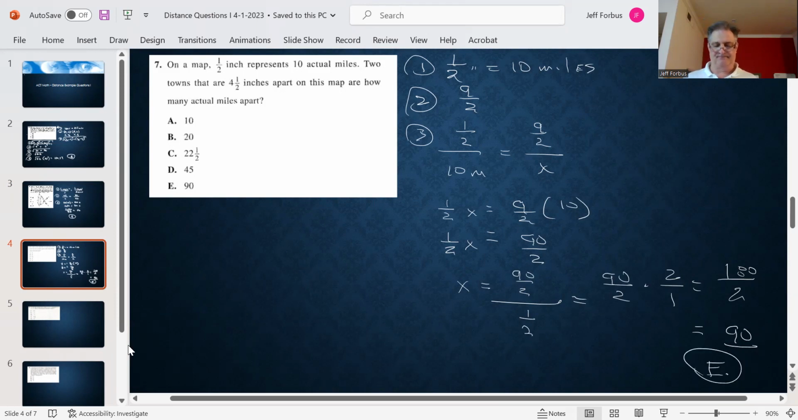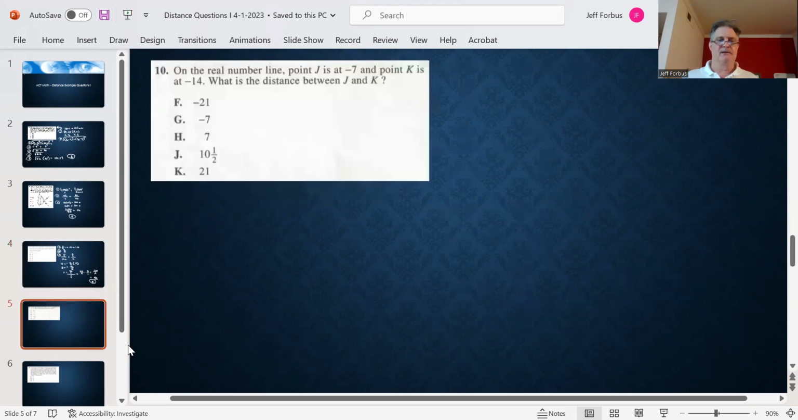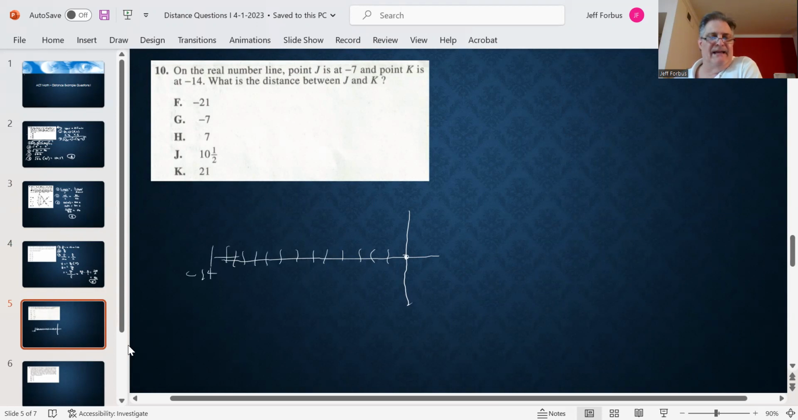All righty. Let's go to the next question. So on a real number line, oh, cool. So they're giving us a number line. Point J is at -7 and point K is at -14. So let's just do this. Let's sketch a number line. Here's the origin. So we need to go all the way to -14. 1, 2, 3, 4, 5, 6, 7, 8, 9, 10, 11, 12, 13, 14. So -14. And then the other point is -7. 1, 2, 3, 4, 5, 6, 7. Here's -7.